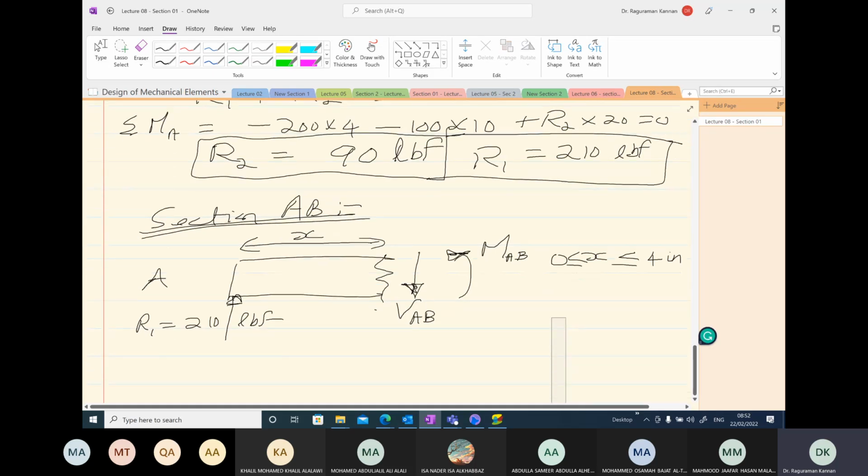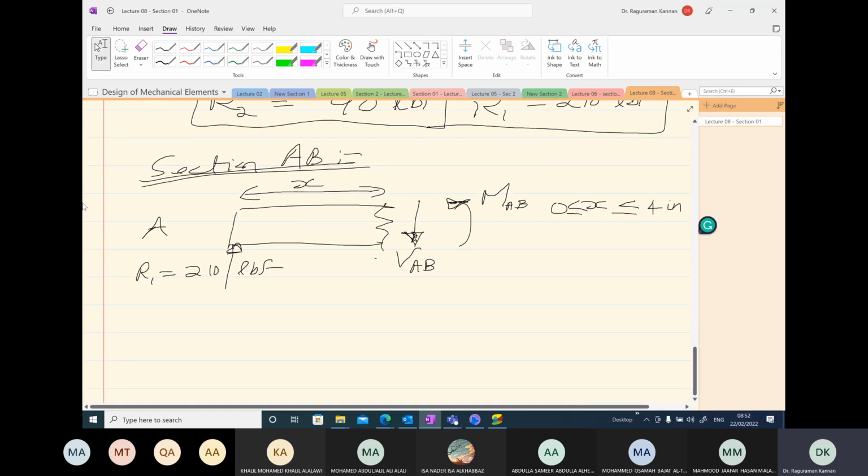To draw the shear force and bending moment diagram, we write the equilibrium equation. What is the equilibrium equation for this? VAB, if I take sigma Fy, VAB is negative, and 210 is positive is equal to 0, which means VAB is 210 pound force.